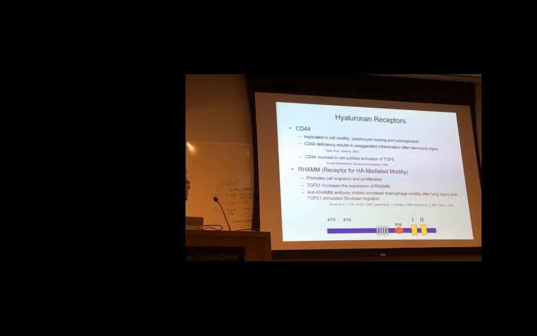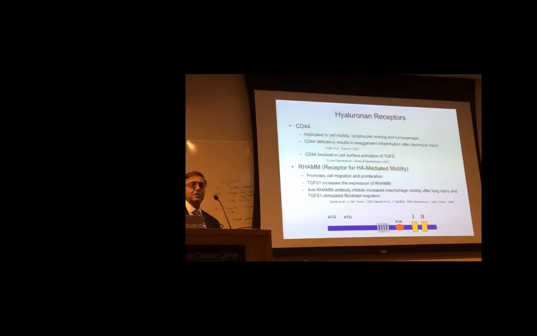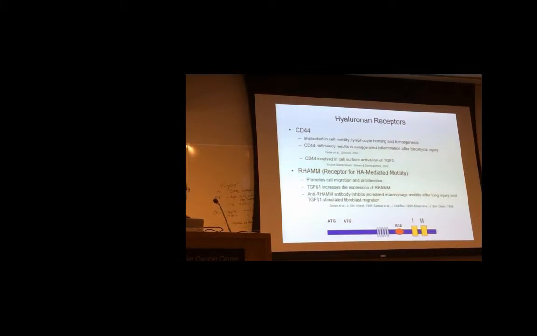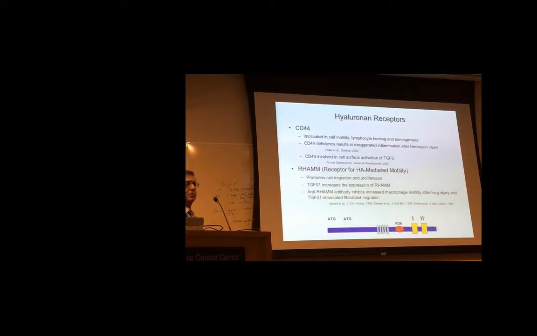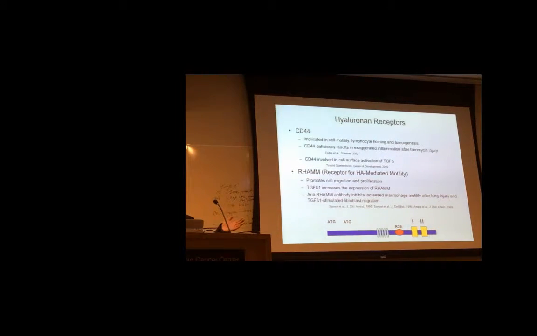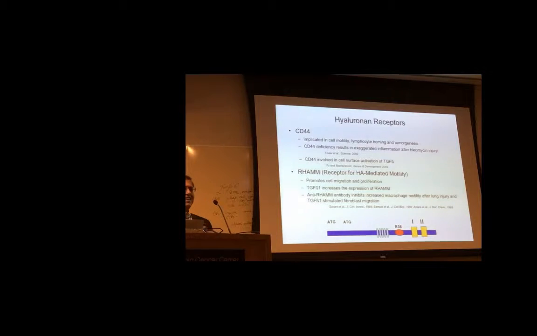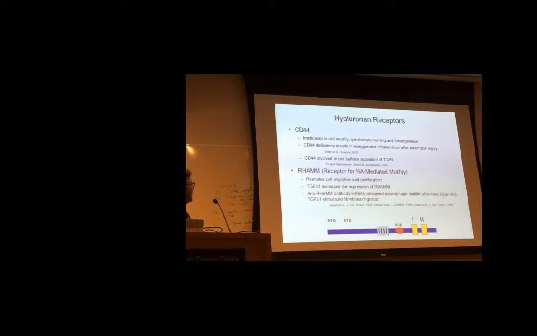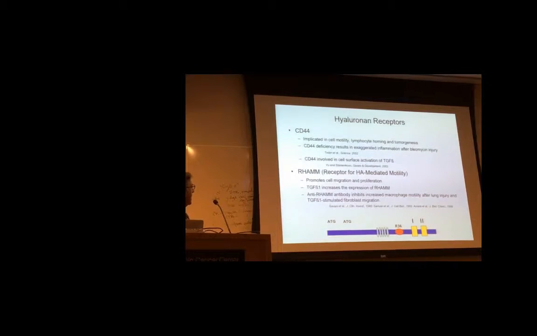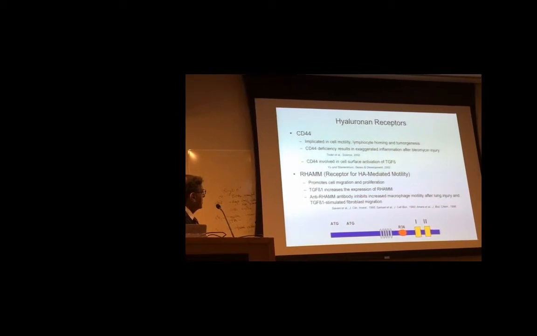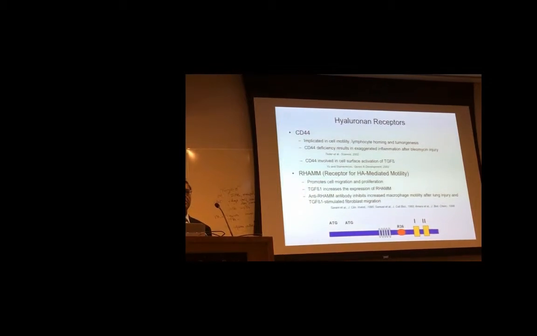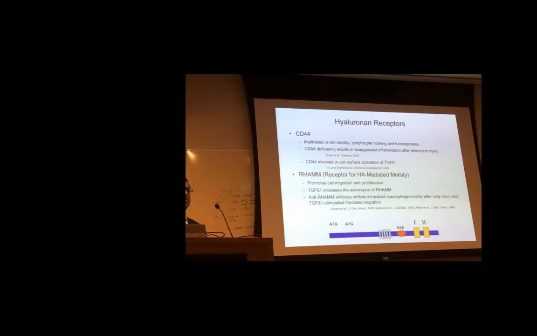For RHAMM, we knew at that time that it promotes cell migration and proliferation. And in fact, TGF-beta 1 increases the expression of RHAMM. So there was a TGF-beta connection to this. We've subsequently shown that TLR2 activation in macrophages increases TGF-beta production and activity. So it's also a chicken and egg kind of system that we've been very interested in. And in other work, we showed that anti-RHAMM antibody can decrease the motility of macrophages after lung injury.